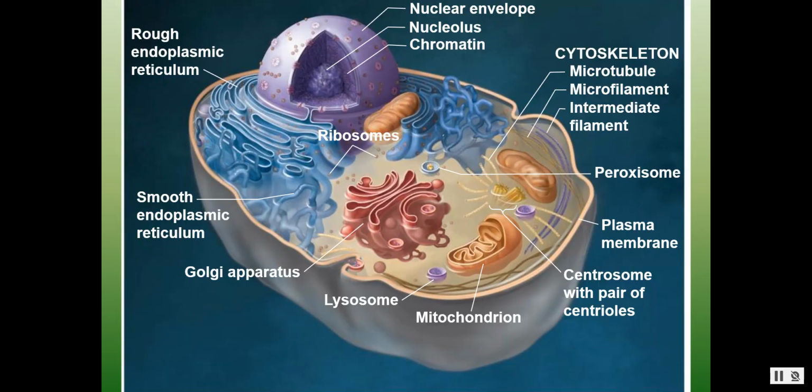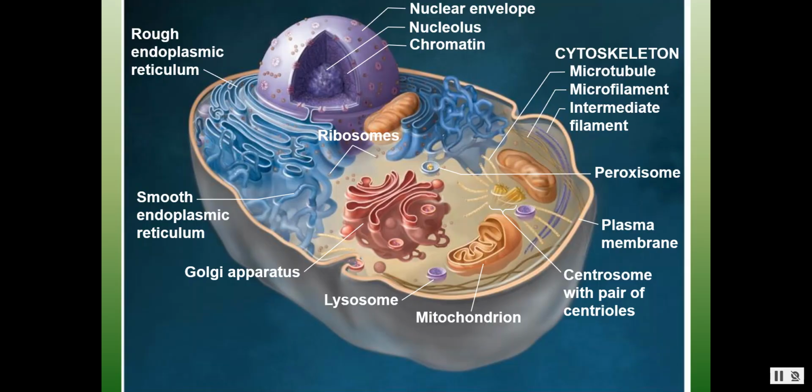So things that are membranous are going to be the ER, the rough and smooth endoplasmic reticulum, the Golgi, the nucleus, the mitochondria, the chloroplasts, the lysosomes, the peroxisomes, are all going to be membrane bound. The other ones, such as ribosomes and different microtubules and microfilaments, are not membranous.